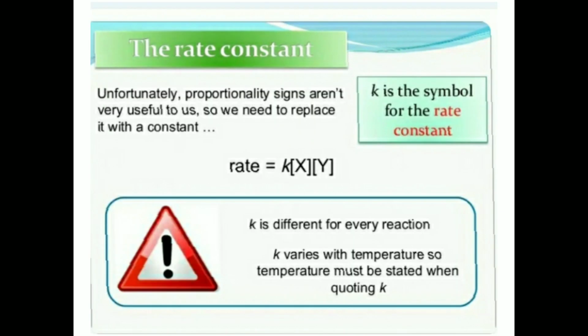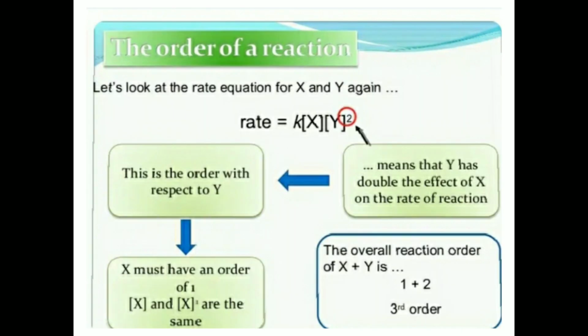Rate constant. Unfortunately, proportionality signs aren't very useful to us, so we need to replace them with a constant. Rate is equal to k[x][y]. K is the symbol for the rate constant. K is different for every reaction. K varies with temperature, so temperature must be stated when quoting k.